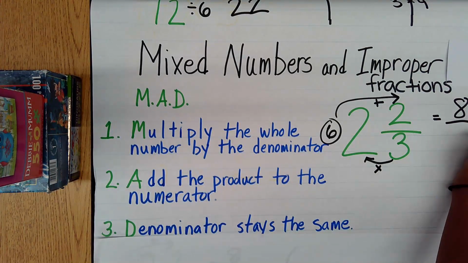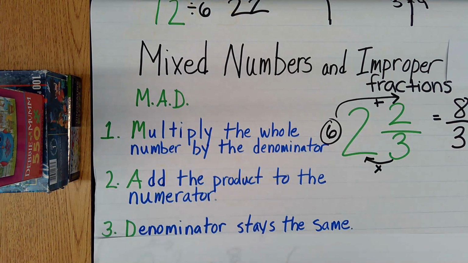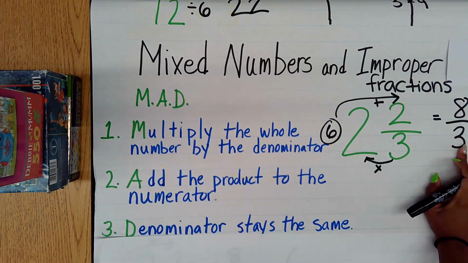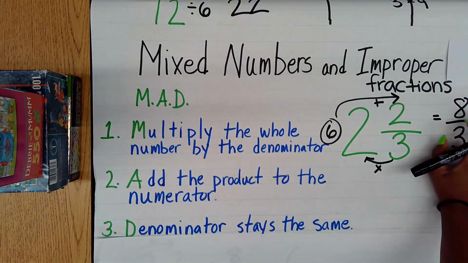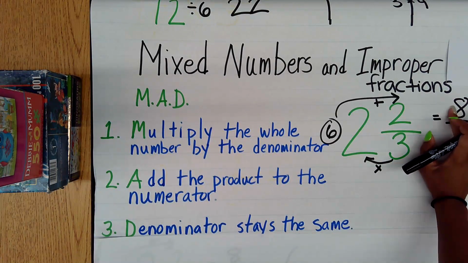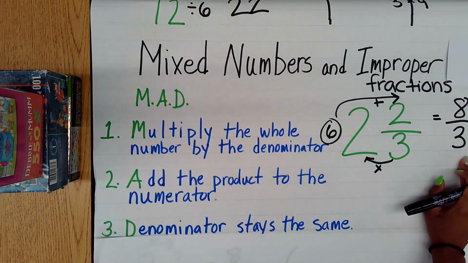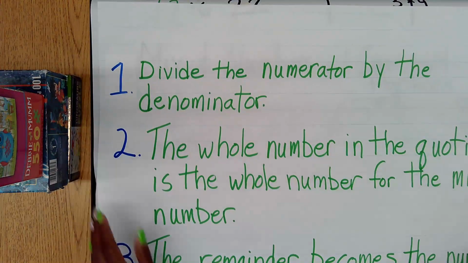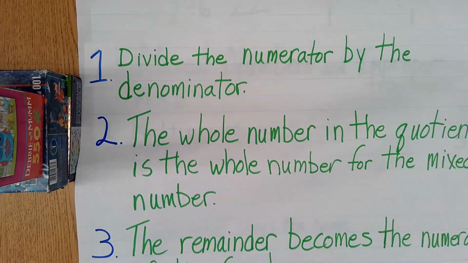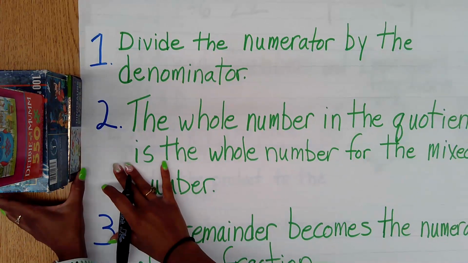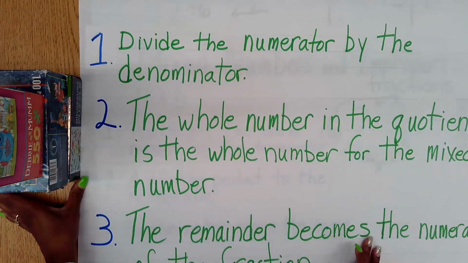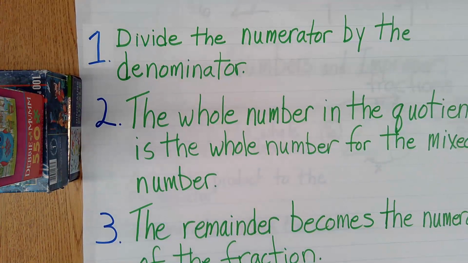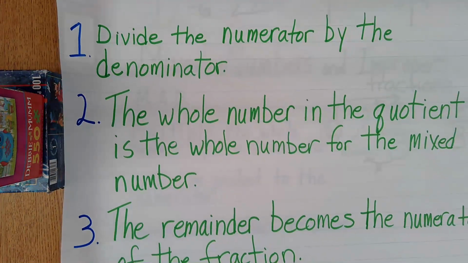So I would have 8/3. This makes an improper fraction because an improper fraction is a fraction that has a numerator greater than the denominator. So 8 is greater than 3, which makes it an improper fraction. We can also go from an improper fraction back to a mixed number. We cannot leave improper fractions as final answers unless it is specifically asking us for the improper fraction.